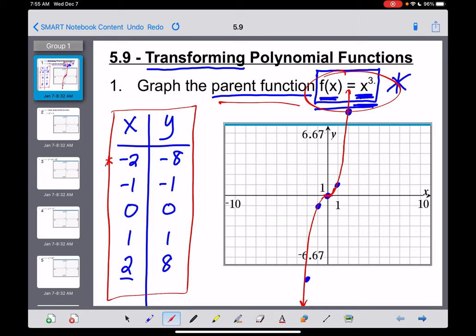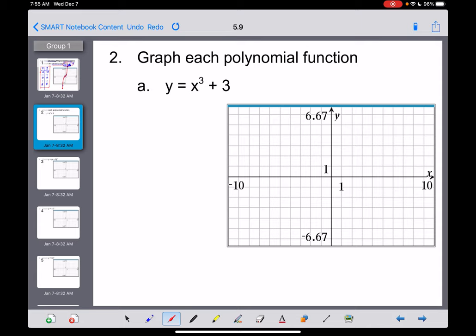That's condescending there, but you know, this is the way you learned how to graph lines in 7th grade, just by making a table. It always works, but you guys are smart people. You're going to notice patterns here overall, and I want you guys to utilize those patterns as we move on. So let's take a look at a second problem. We're going to graph each polynomial function now as a transformation of the parent graph that we just drew. So y is equal to x cubed plus 3 is the next one we're going to draw.